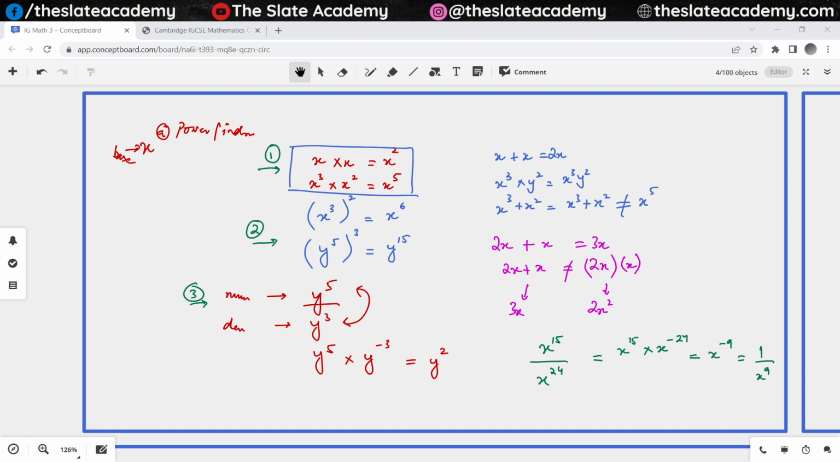Understood? This same question, the last example that I gave you, x to the power 15 over x to the power 24, there was another way I could have done it. Instead of moving denominator to numerator, I could move numerator to denominator. So what's left in the numerator would be 1, and x to the power 24 was already there, multiplied by x to the power minus 15. And now two values are multiplying in the denominator, bases are same, powers would add. So 24 minus 15 gives me 1 over x to the power 9. Same answer.